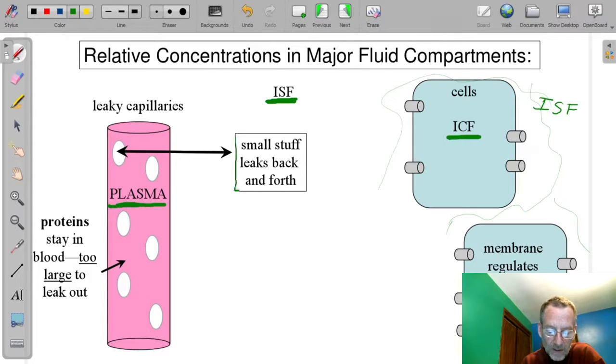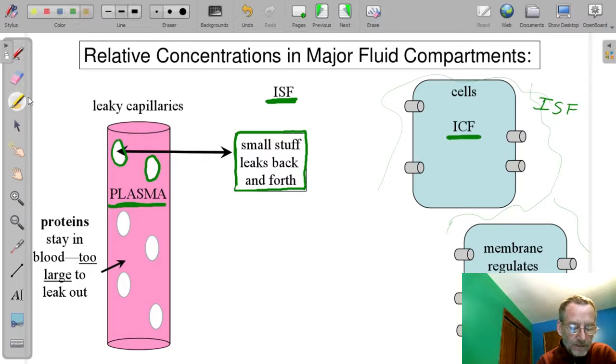What I put in the box was that all of the small stuff that can fit through the pores in the capillaries goes to equilibrium, more or less. So all the small stuff, with the notable exception of proteins. Proteins are not small, they're quite large, so they tend to stay in the blood. As soon as I get done writing large proteins, I'll ask you for some examples.